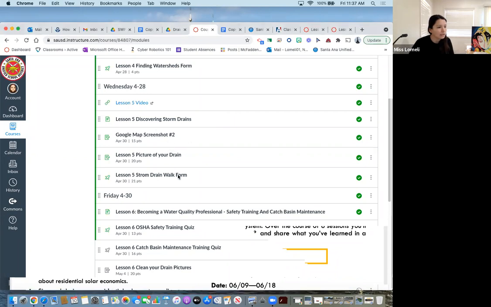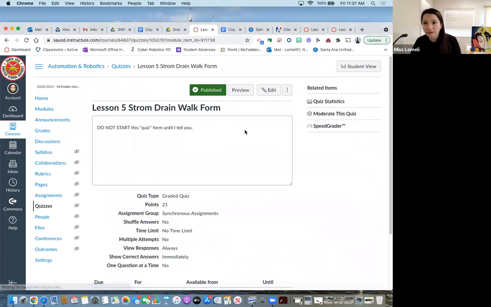What I did this morning was actually go to McFadden and walk the neighborhood near McFadden. I'm going to put myself in the shoes of my students. What are they going to come across while they venture out if they live near McFadden?